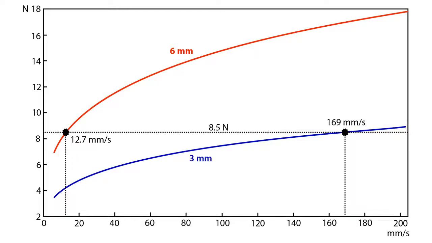The following example is intended to demonstrate that it is most cost-efficient to reduce the in-feed and increase the feed speed or the chip width. At the maximum router force of 8.5 Newton, the following feed speeds are possible. With an in-feed depth of 6 mm, the feed speed is 12.7 mm per second. With an in-feed depth of 3 mm, the feed speed is 169 mm per second. You see, routing with multipass is significantly faster than routing without.